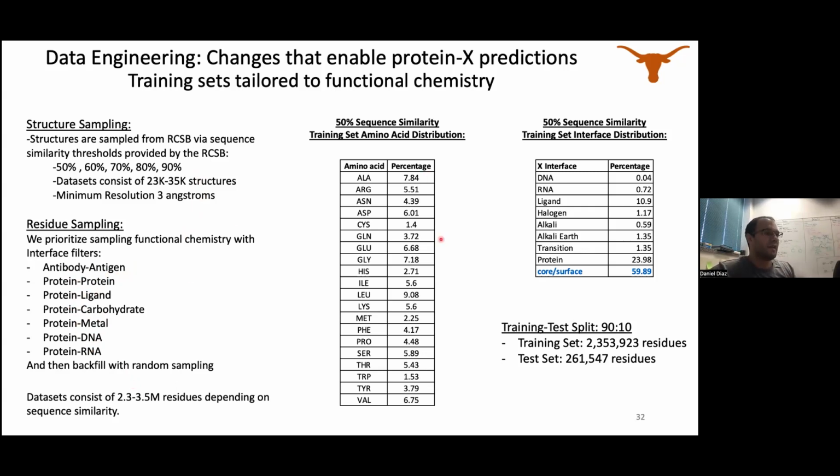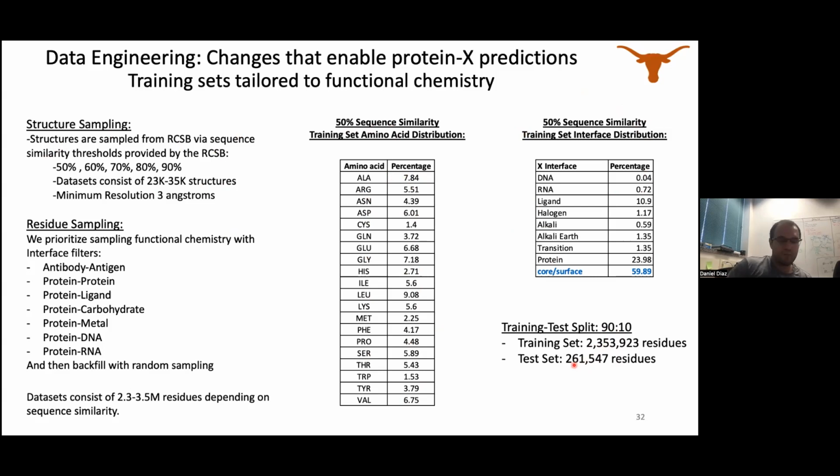And this is the amino acid distribution in the 50% sequence similarity data set upon doing this. This is the distribution that we observed just by taking the proteins based on these sequence similarities and applying this algorithm to it. So for the 50% sequence similarity training set, we had a 90-10 split, giving us about 2.3 million residues in the training set, and then 2.6 residues in the test set.